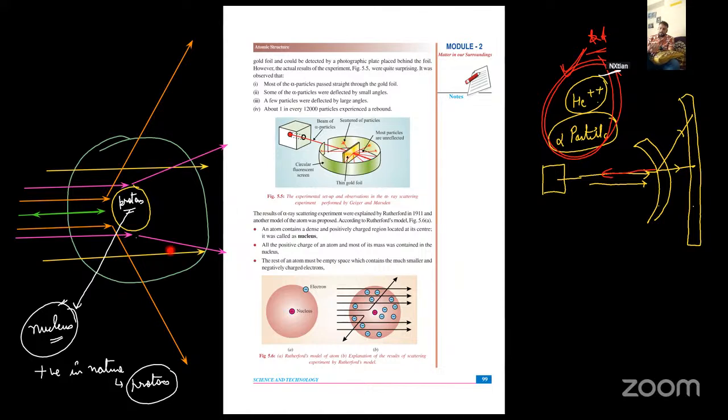And if you check here, the yellow line which is going straight has no deviation. Why? Because in the rest of the atom, the electrons are there. That's why the negative charge and the positive charge are attracting and there is no deviation.